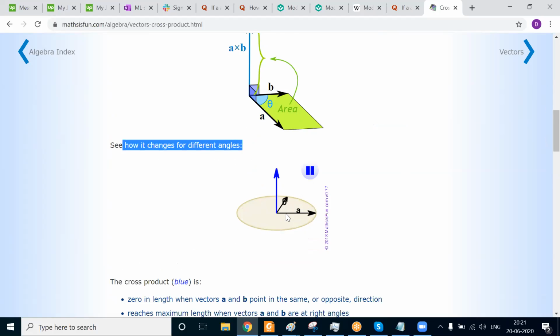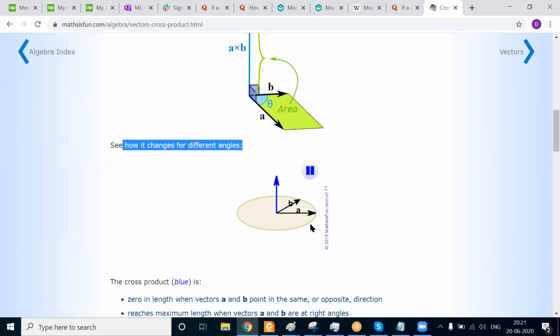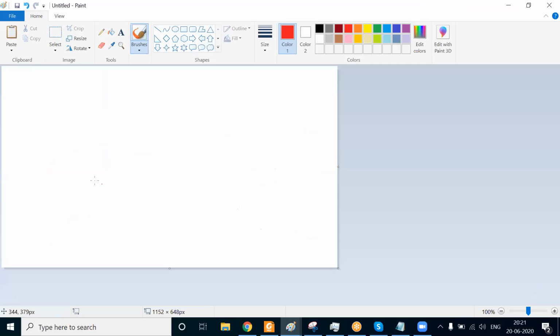Say, for example, how can I explain this? A into B. Say this is A, and if A and B are the same, say I'm multiplying A into A, this is going to be A square. If I just do the cross product, it is going to be A square, which is going to be in the same direction like this. So no angle change. This is A and this is A square.